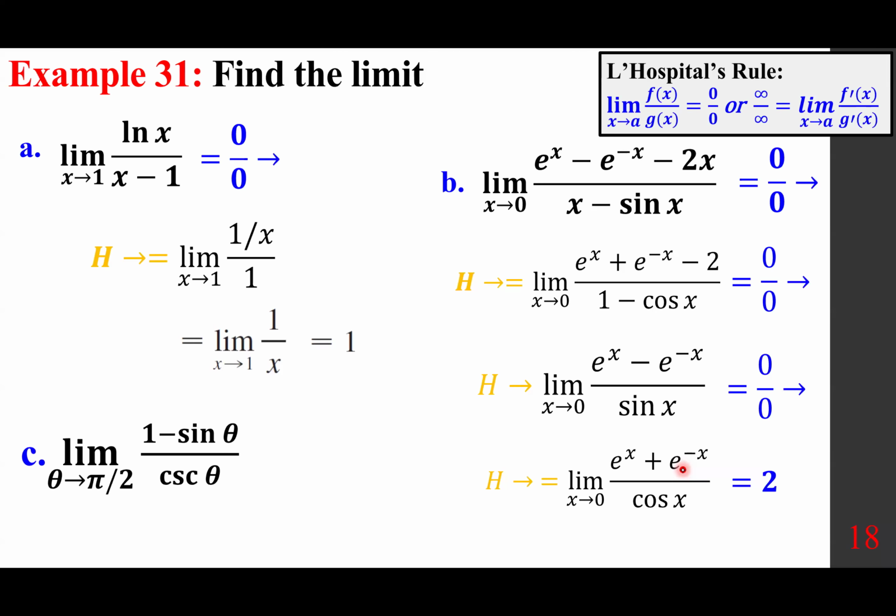What about this one? The point is, plug in and observe. This is 1 minus sine of pi over 2. If I plug in, as you know, sine of pi over 2 is 1, so the numerator is 0. The denominator is cosecant, or 1 over sine of pi over 2, which is 1 over 1, which is 1. 0 over 1 equals 0. There is no need to use L'Hopital's rule, and that's the key. Don't use it if you don't have to.